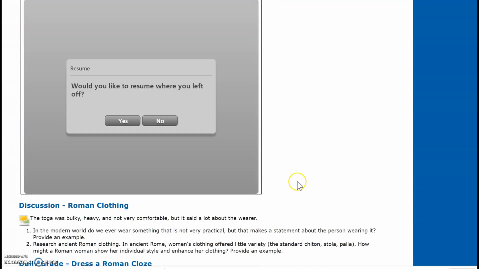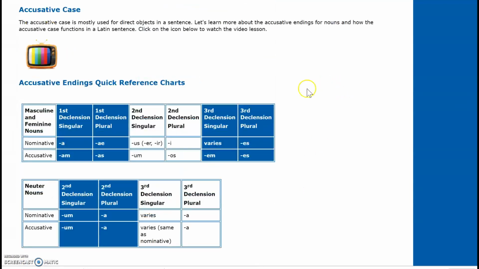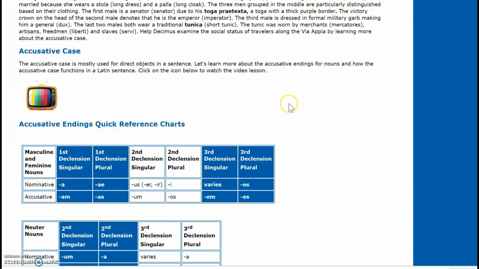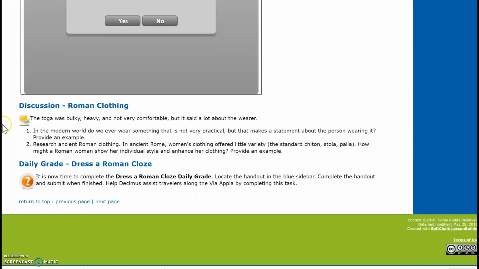And then here's the place where you can practice the accusative. The accusative is used mostly for the direct object of a sentence. So for example, if I were to say, I write a letter, letter would be in the accusative case because it's the direct object. And that's how those would work.